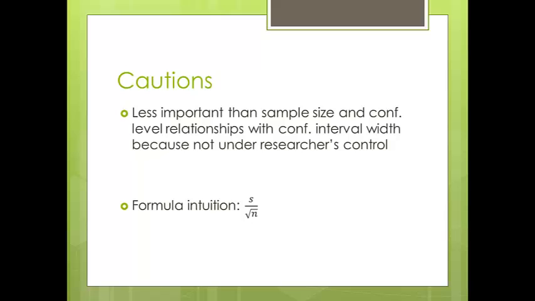We want you to understand the relationship, which is pretty clear from the formula because the standard error formula is S over the square root of n. So as you increase S, you can see that that whole value, the standard error, increases, margin of error increases, and thus confidence interval width increases. But this is less important because the researcher is not going to be able to actively, well, most times they won't be able to actively change the value of S.